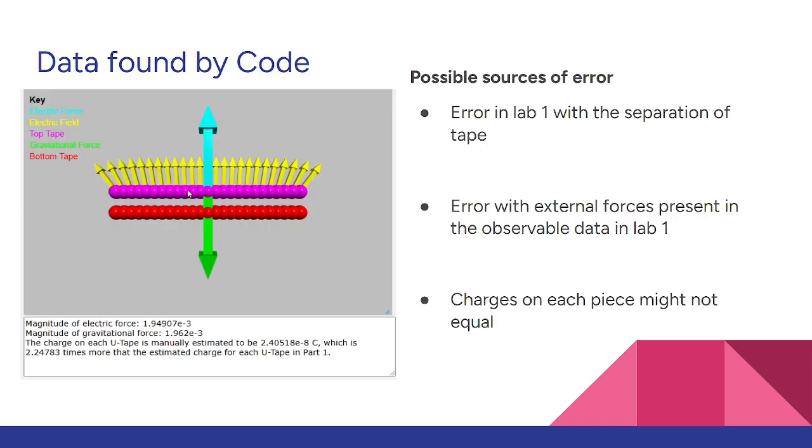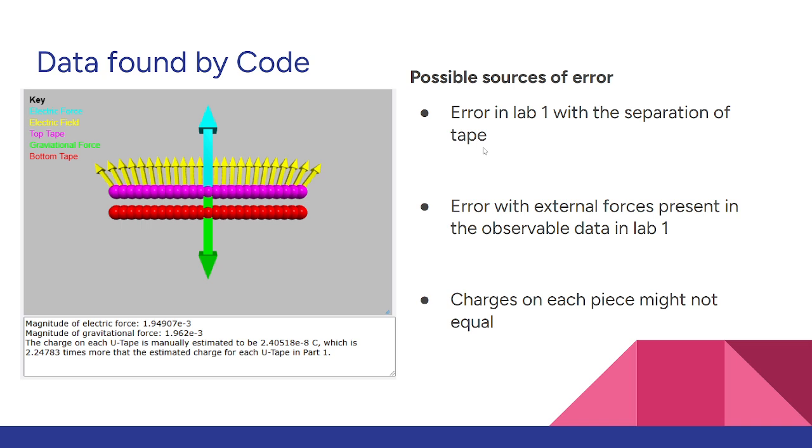Now, the data found by the code was that the gravitational force was 1.962 e to the negative 3, and we had to counteract that by trying to find the electric force, which, I tried my best, was around 1.94 times e to the negative 3, which means that the charge was manually estimated to be around 2.4, which is around 2.2 times more than the estimated charge on the tape in part 1.